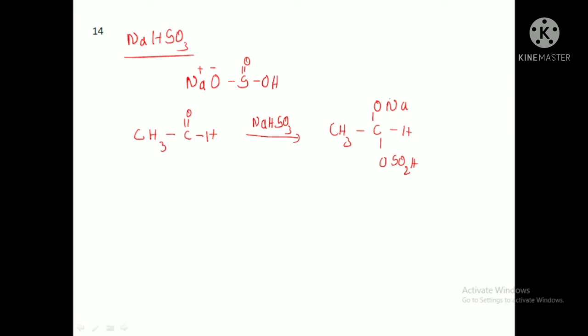Here what will happen, this sodium will come and attach here, and this hydrogen will be abstracted by this oxygen. So I will get CH3 C(OH)(H) OSO2Na. This is a bisulfite addition compound. You will get a bisulfite addition compound after this reaction. So this is how aldehydes or ketones react with sodium bisulfite. Here I took only an example of aldehyde; you can even write it for ketones also. Next is addition of alcohol.